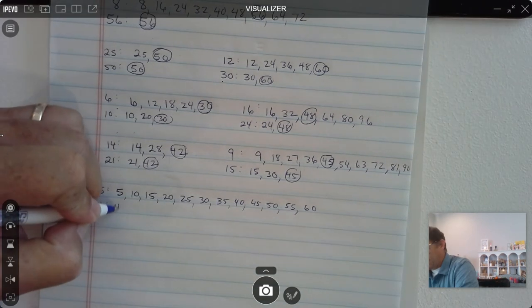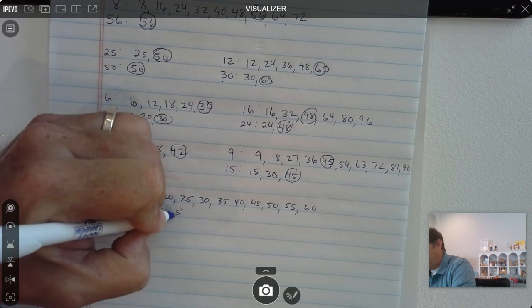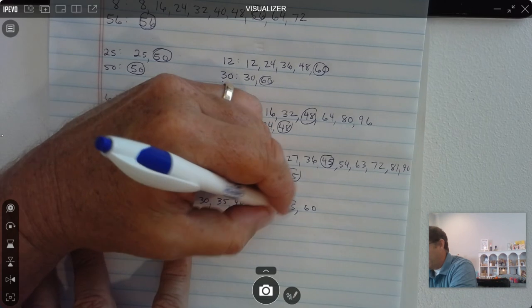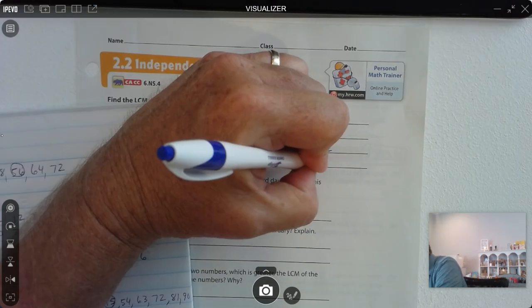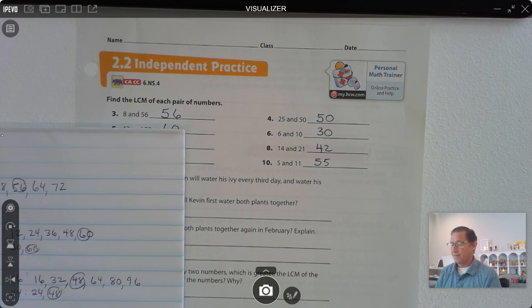11, 22, 33, 44, 55. So I can stop there, right? We see that 55 is in common to both numbers. So if both numbers are prime, all you have to do is multiply them together to find the least common multiple.